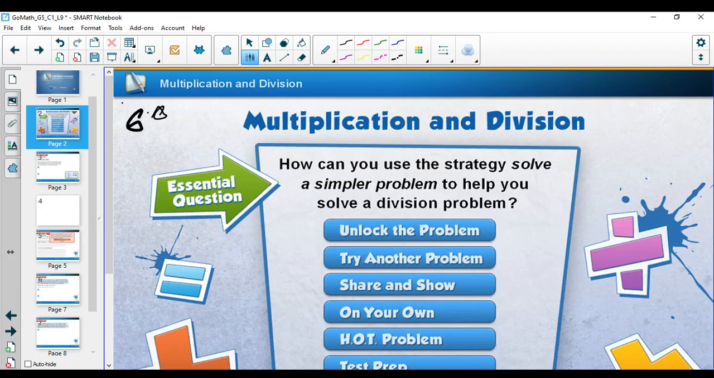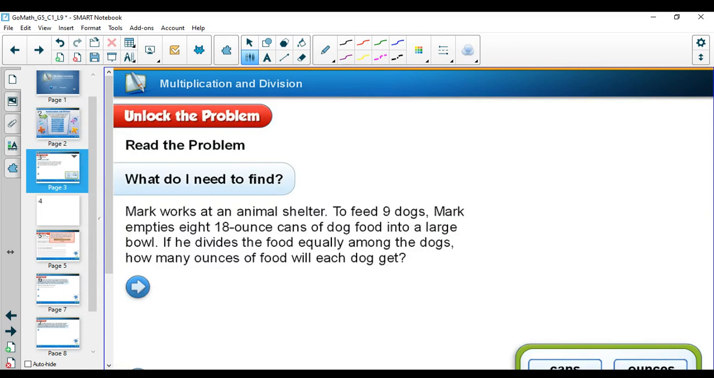All right, today we are going to look at lesson 1.9. And in this lesson, we're going to talk about how you can use the strategy solve a simpler problem to help you solve a division problem. So really what we're looking at here is some problem solving and possibly some multiple step problems. We're just going to jump right in.